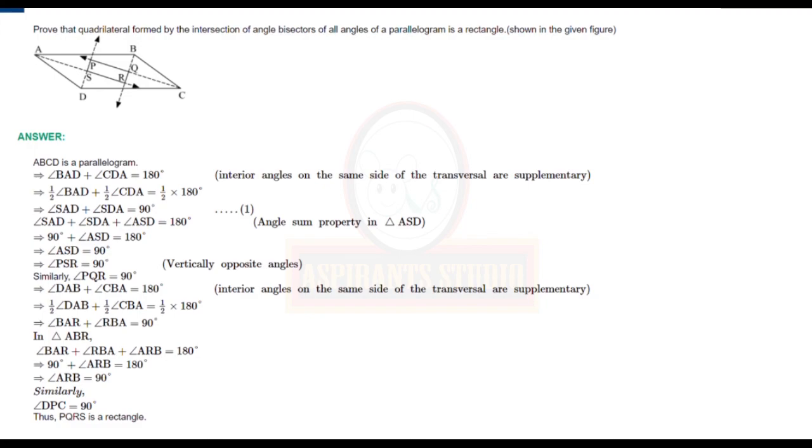Thus, we have proved PQRS is a rectangle, because all the measures of the angles of PQRS we have got as 90 degrees. Each angle of quadrilateral PQRS is of 90 degrees. So PQRS is a rectangle. You write the symbol quadrilateral here. Thus quadrilateral, put a small square like. Thus quadrilateral PQRS is a rectangle.